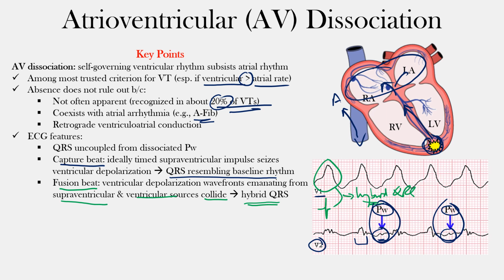Okay, and the fusion beat is when you have a ventricular depolarization wavefront, so from the ventricles, and one impulse from the supraventricular source. They come down and eventually they collide. Okay, and as a result, you get this hybrid QRS morphology that you see on the EKG.